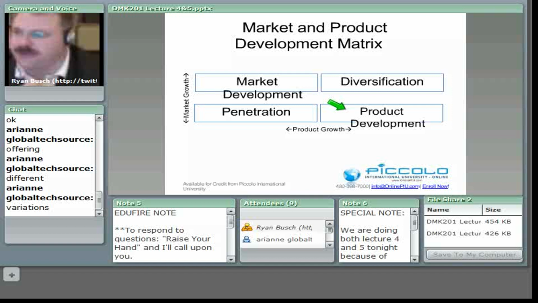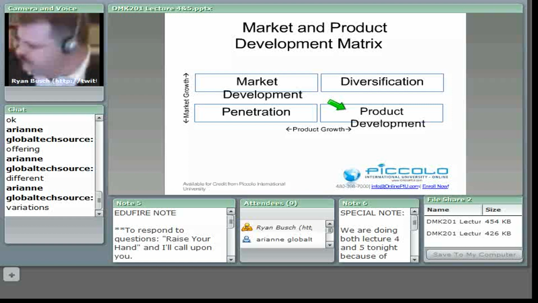Let's think about market development here for a moment. Market development, again, we're trying to sell existing products into new markets. Ariana, you had mentioned the iPod. Let's consider the iPod for this example as well. What might be an example of the iPod selling an existing product into a new market? And the question is open for everyone.